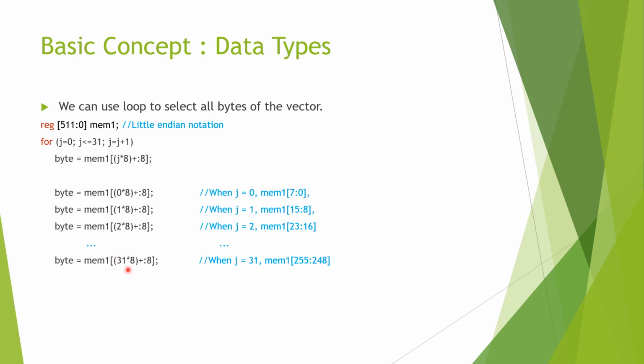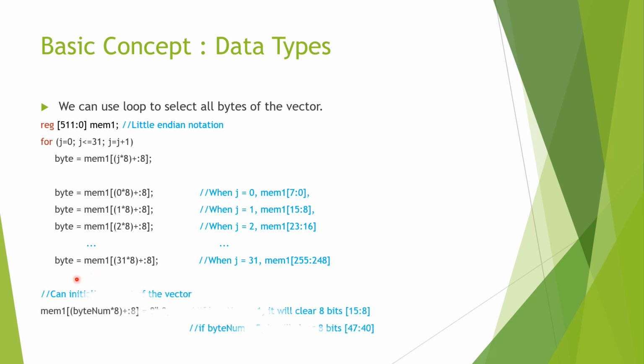So when j is equal to 31, the starting bit will be 31 into 8 is 248. And including 248, it will add 8 bits more. Then mem1 will become 255 down to 248, which will be assigned to the byte.